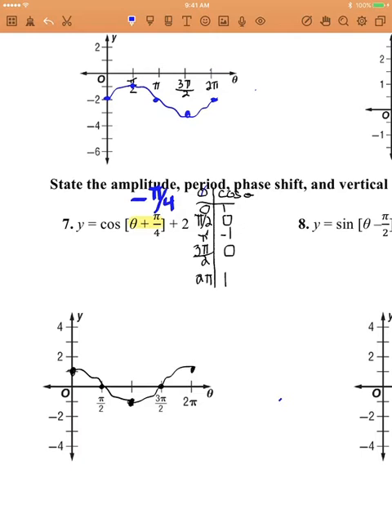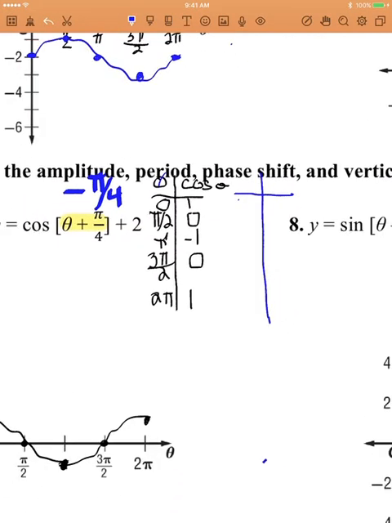Let's start off with 0. I think that one we can kind of do in our head. So 0 minus pi over 4 would just be negative pi over 4.